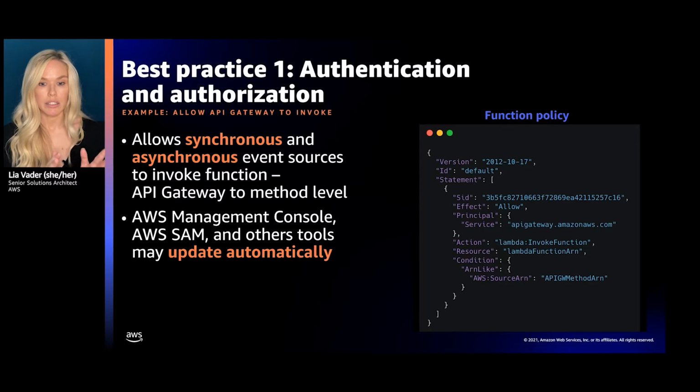I just showed you how to create this via the add_permission API, but tools like SAM or the console will create the proper roles for you. I also want to point out that you can specify a full ARN. So with API Gateway, you can actually specify down to the method level.